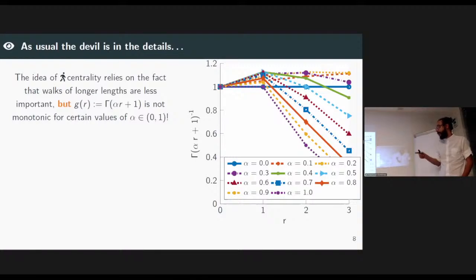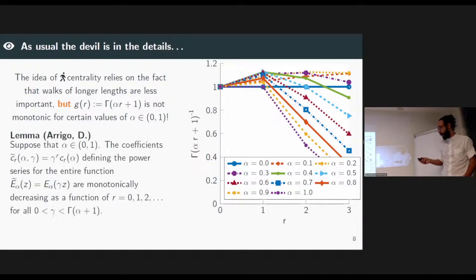Choose the coefficients to have walls of longer length weigh less than walls of shorter length. And the coefficients that define the Mittag-Leffler function are not monotonic for all the values of alpha. So I need to put a restriction on the gamma to maintain the monotonic behavior I want.